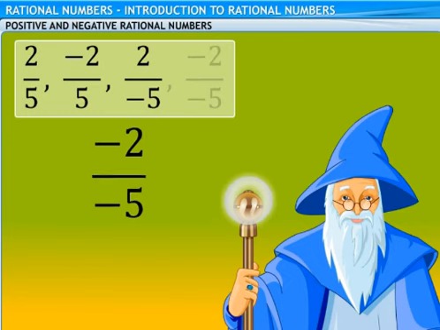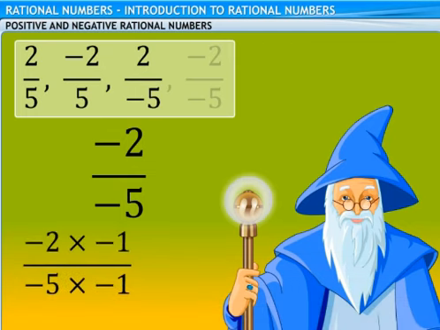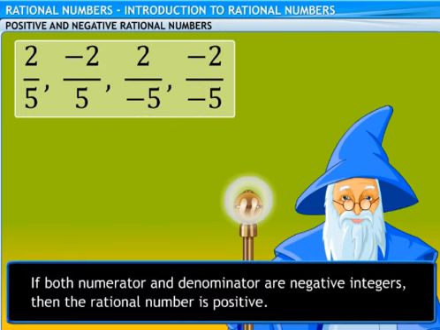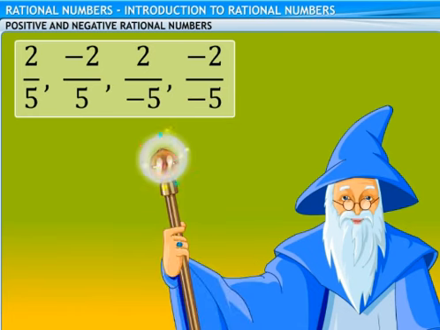Now, we come to the number minus 2 divided by minus 5. In this number, both the numerator and the denominator are negative integers. If we multiply both the numerator and the denominator by minus 1, we see that the resulting number is 2 divided by 5. It is a positive rational number. So, if both numerator and denominator are negative integers, then the rational number is positive. Here are a few more examples.